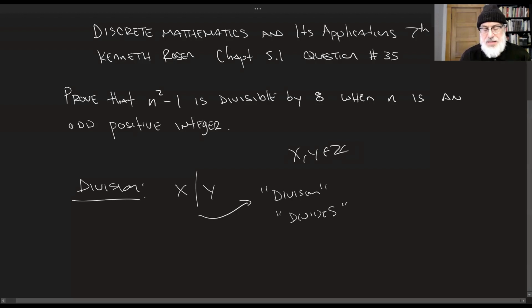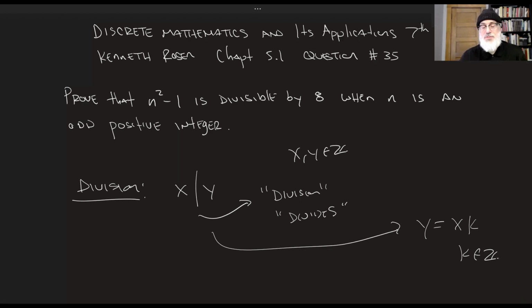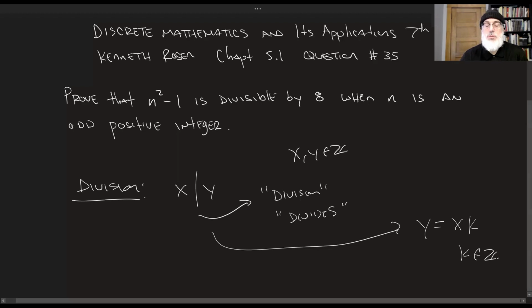So what does it mean that x divides y? It means that I can write y as a multiple of x. So in other words, y will equal x times some other integer. That's what it means to divide. So when we say that n squared minus 1 is divisible by 8, we mean that we can write n squared minus 1 equal to some multiple of 8. That would be our goal.